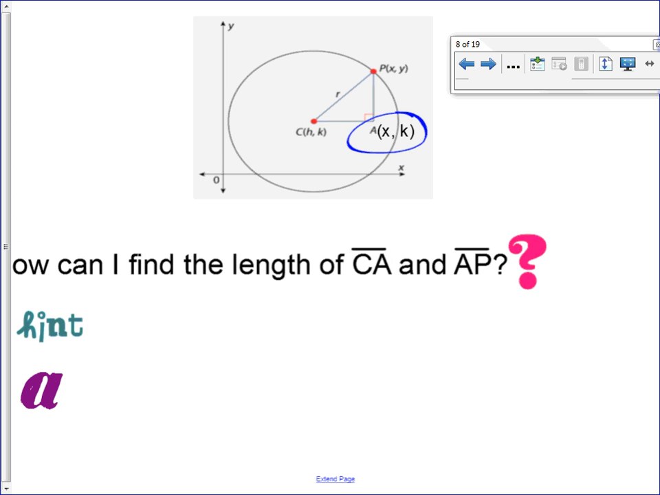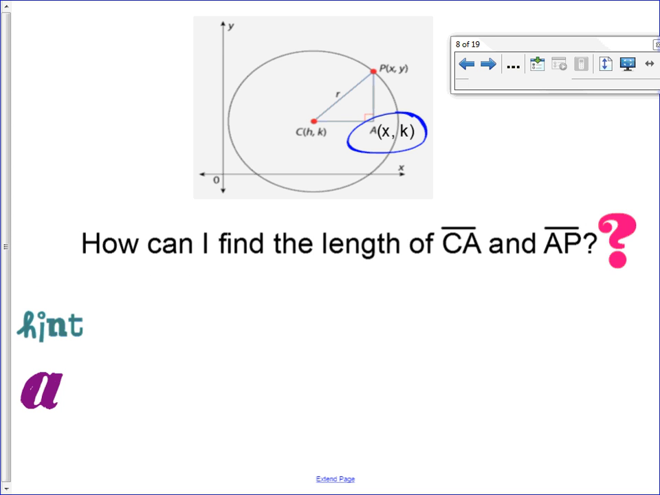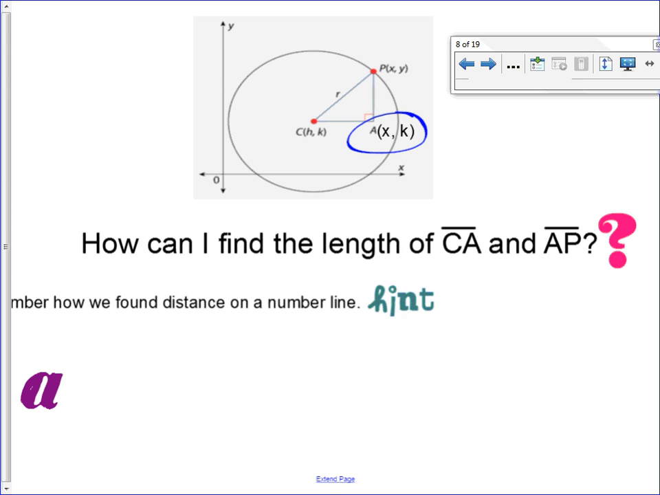Alright, so now, how could I find the length of CA and AP? Okay, you could do Pythagorean theorem. What else? What do we use that normally uses coordinates? Not slope formula, but some other formula. Distance formula, yep.